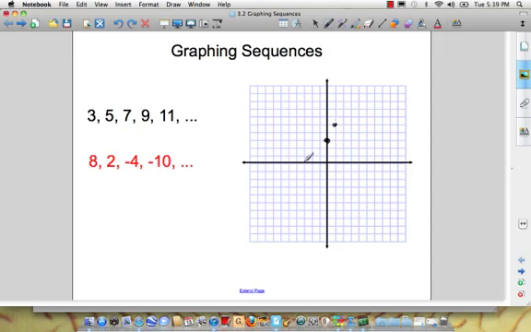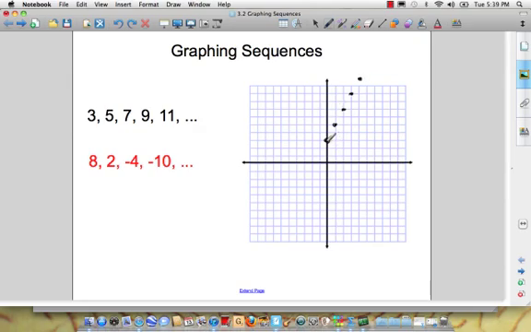And then the next term, so I move over 1 for the next term, is 7. That would be up here. And then the next term is 9. And the next term is 11, which doesn't even fit on my graph.